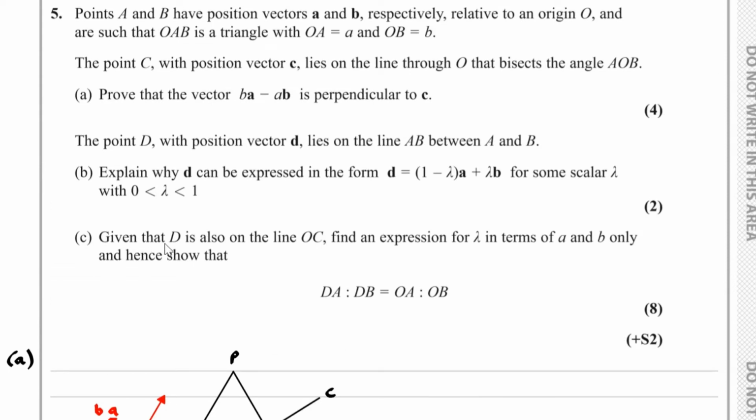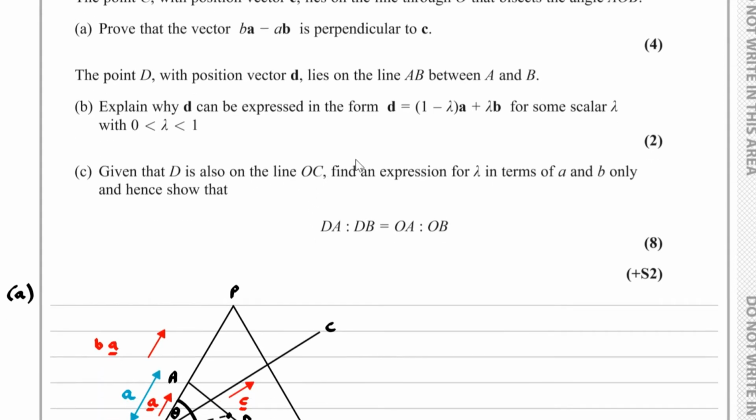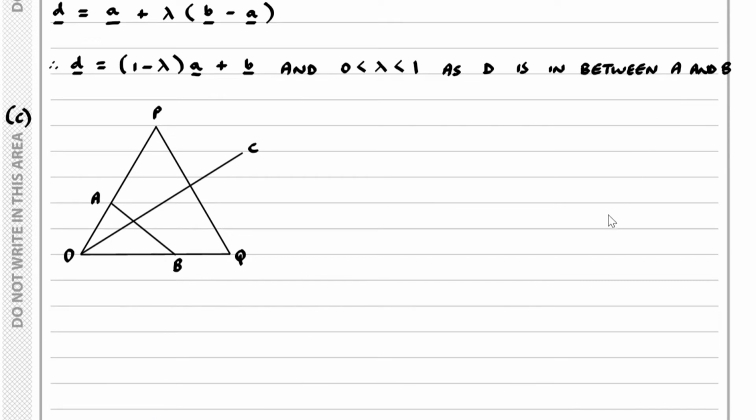Now, for part C, we are given that D also is on the line OC. And with this, we have to find an expression for lambda in terms of A and B only, and then show that DA to DB is equal to OA to OB. So here's our diagram so far. We've got OC, we've got PQ, we'll leave those alone for a second, but what's important is we've got this point D, which is on AB, and OD lies on OC.